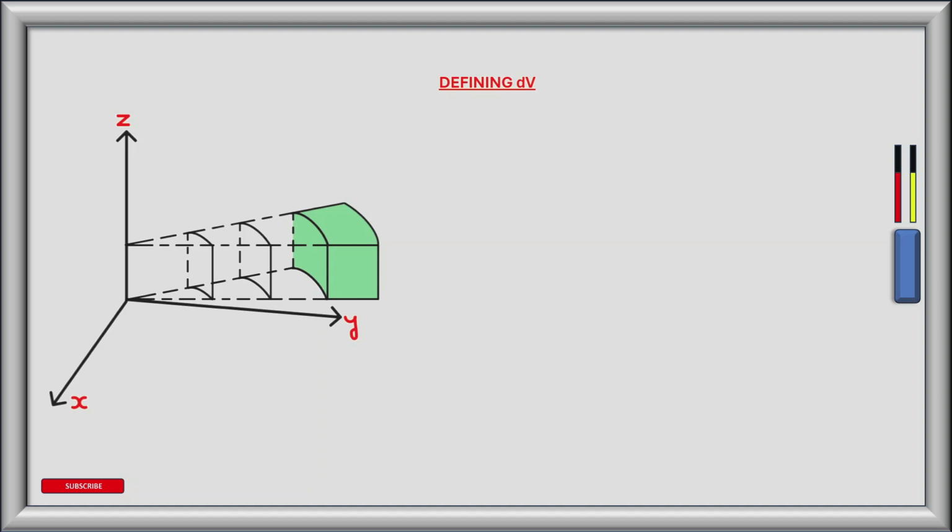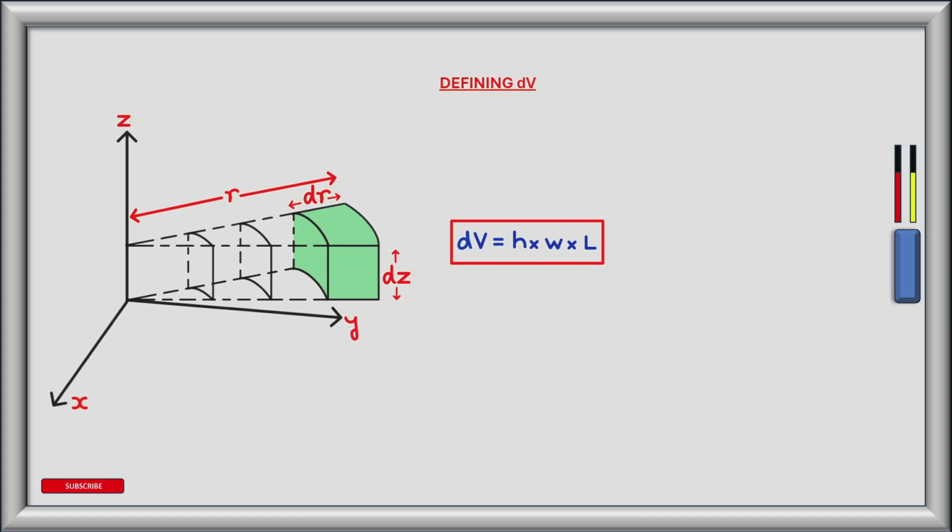We can think of this as a tiny rectangular box where the volume is given by the height multiplied by the width multiplied by the length. So let's apply this to the green shaded region. We can see that the height is along the z-axis, and it's an infinitesimally small piece of z represented by dz. The width of the box lies along the radial distance r, and is an infinitesimally small piece of r represented by dr. And the length lies along the arc of the circle and is infinitesimally small.